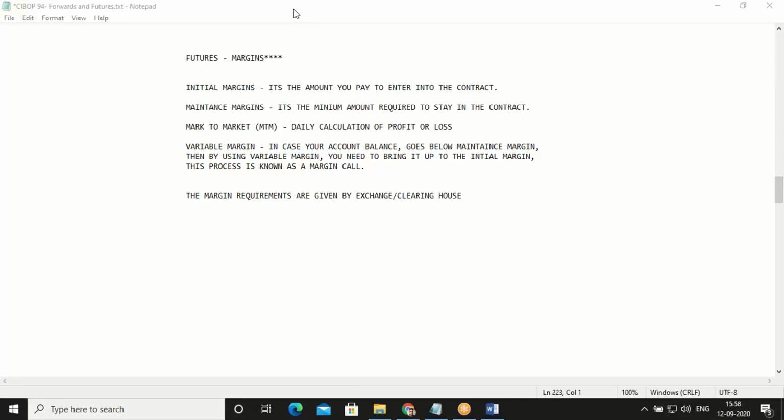So we'll do an example of all of this, but did you understand the theory part? Initial margin is what you pay to enter. Maintenance margin is the minimum amount required to stay in the contract. Mark to market is the daily calculation of profit or loss. In case your account balance goes below maintenance margin, a margin call will be triggered, and by using variation margin, you have to bring it to initial margin. So that's the idea with margins, and we will work out examples. Write down this theory and then we'll get to the example.